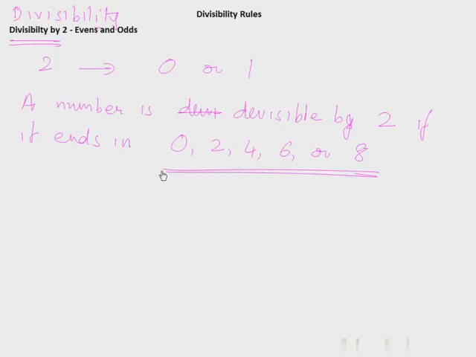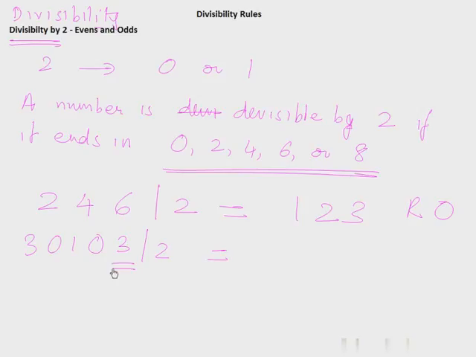That's a strange rule. Let's see a number. Let's say 246. Is this divisible by 2? Yes, it is. It's 123, remainder 0. Let's see a number like 30103. Is it divisible by 2? The last digit is 3, so the answer should be no, it's not divisible by 2. Let's quickly divide it by 2. I get 15051 and a remainder of 1. So it's clearly not divisible by 2.